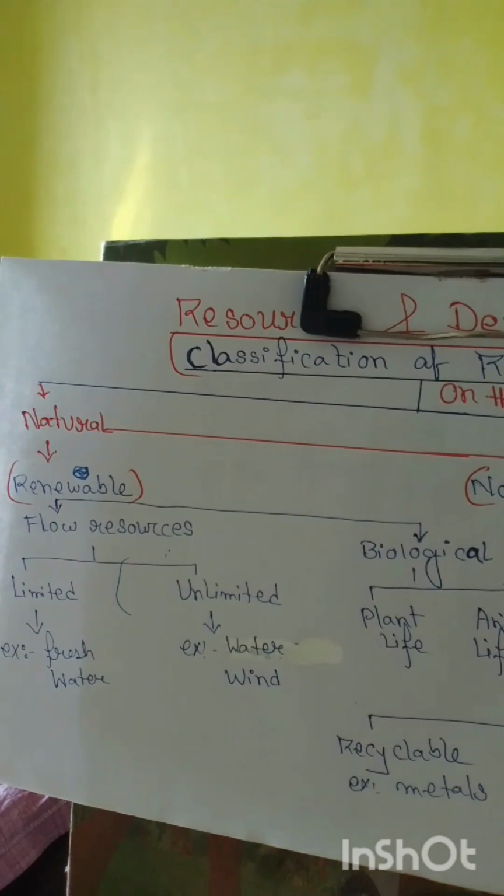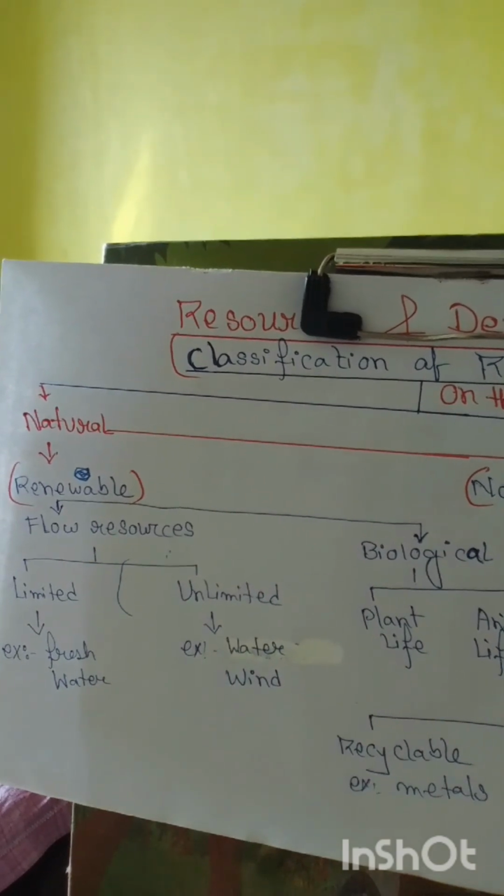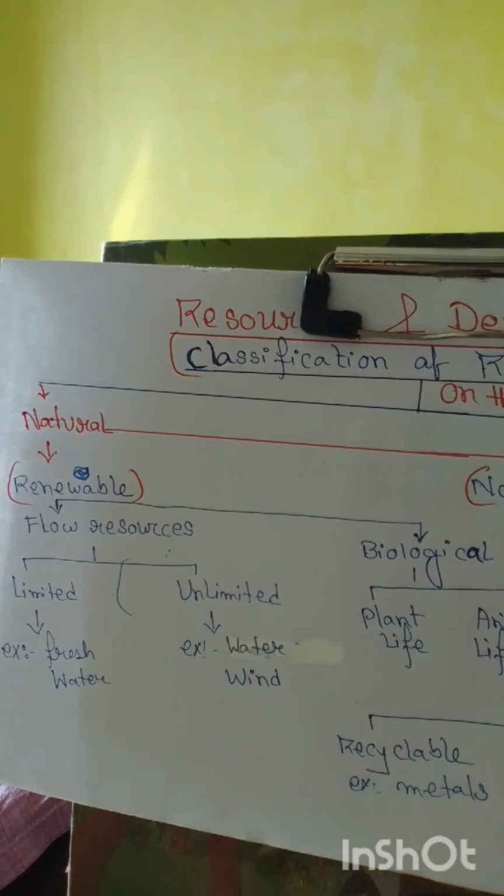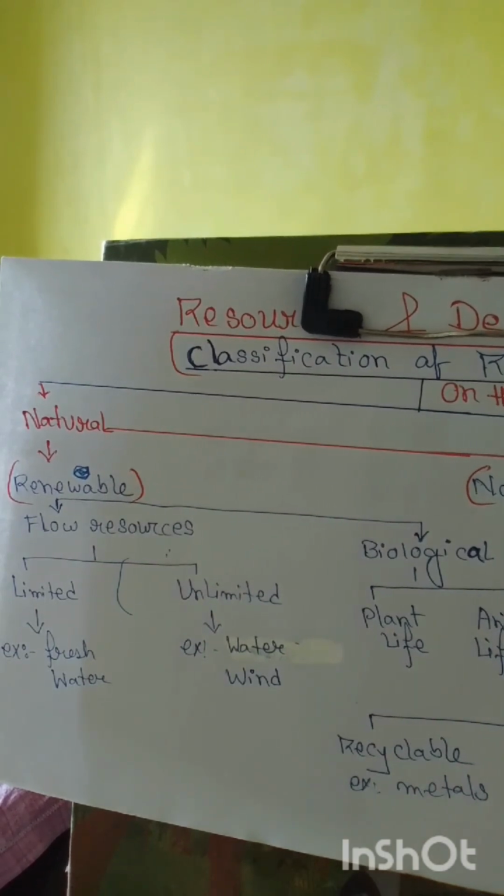Among the renewable resources, there are two categories, flow resources and biological resources. Flow resources are limited and unlimited. The limited resource is fresh water. Water is unlimited, but the percentage of fresh water on earth is limited. The rest of the water is salty ocean water.